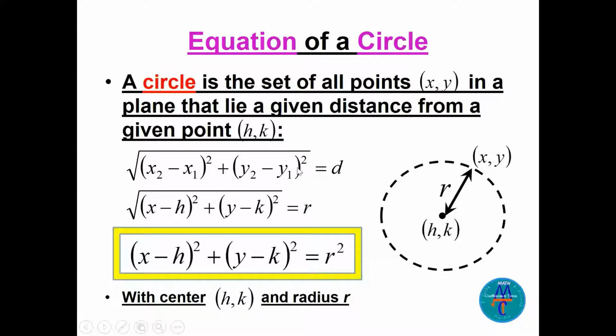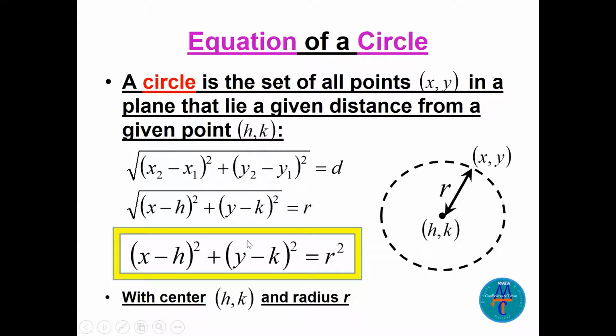We know the distance formula, the square root of x2 minus x1 squared plus y2 minus y1 squared. This is the distance between two points. Let's take these two points, x, y and h, k. h, k is the center point. x, y is another point on the circle. Let's find the distance, which is the radius r. So this distance is r, I put here. x minus h all squared, plus y minus k all squared.